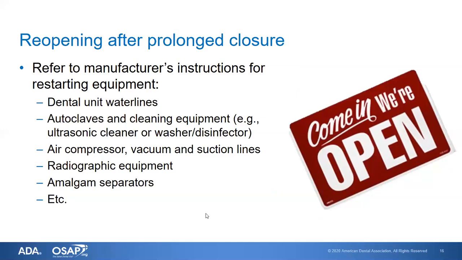Next slide, please. Now, if you're reopening after some prolonged closure, refer to the manufacturer's instructions for all the equipment and devices that you would now be putting back into service. For dental unit water lines, review the dental unit instructions, as well as the products or devices you're using to control biofilm in the water lines, and your frequency of testing the water. Also consider autoclaves, cleaning of equipment, ultrasonic cleaners, washer disinfectors, air compressors, vacuum and suction lines, radiographic equipment, and amalgam separators. The manufacturers of your specific devices can be very helpful with guidance on what should be done after putting these devices back into operation. Next slide, please.